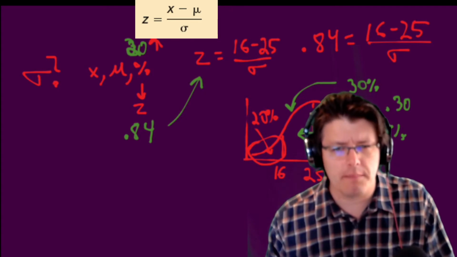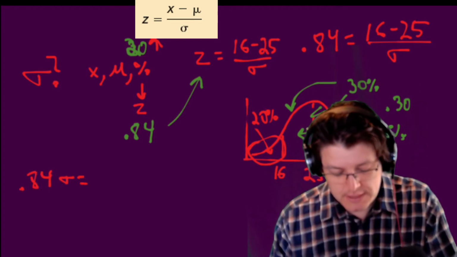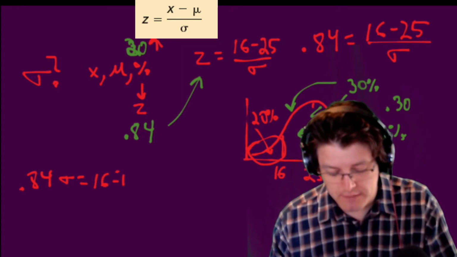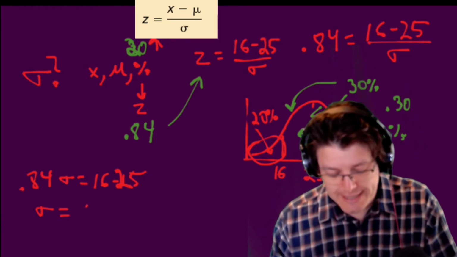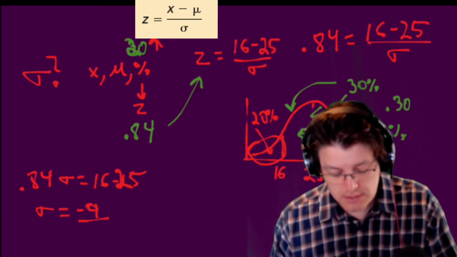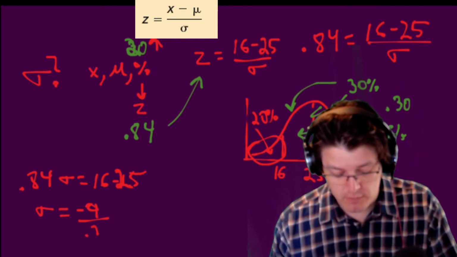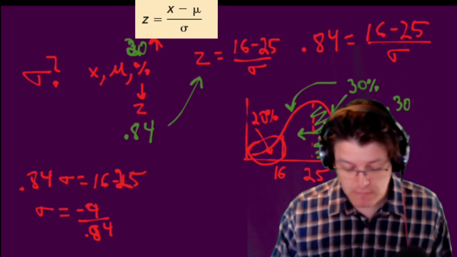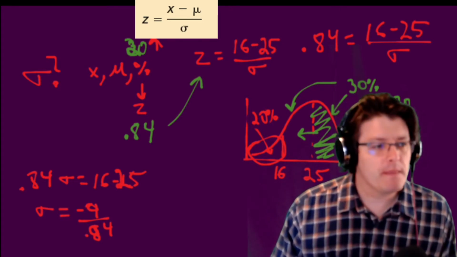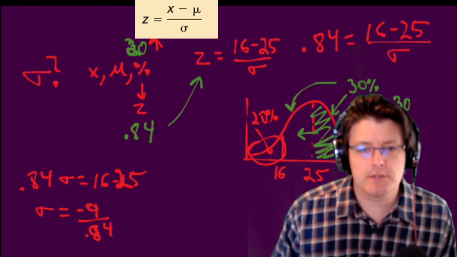So we're going to do 0.84 times sigma is equal to 16 minus 25. So sigma is equal to negative 9 divided by 0.84, sorry. So, yes, 20 and not 25.